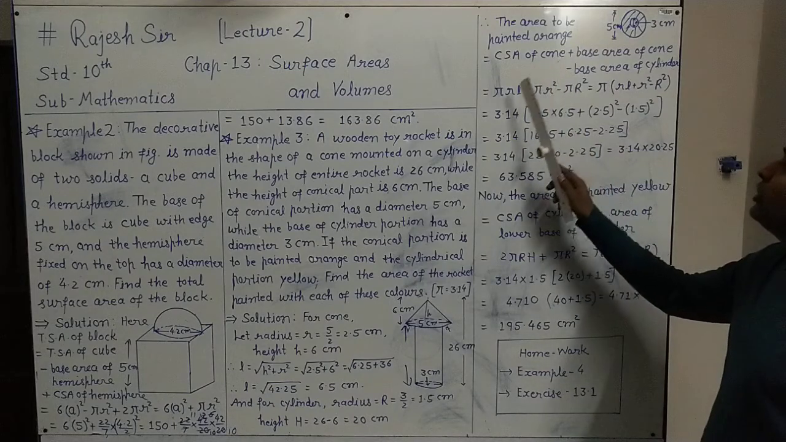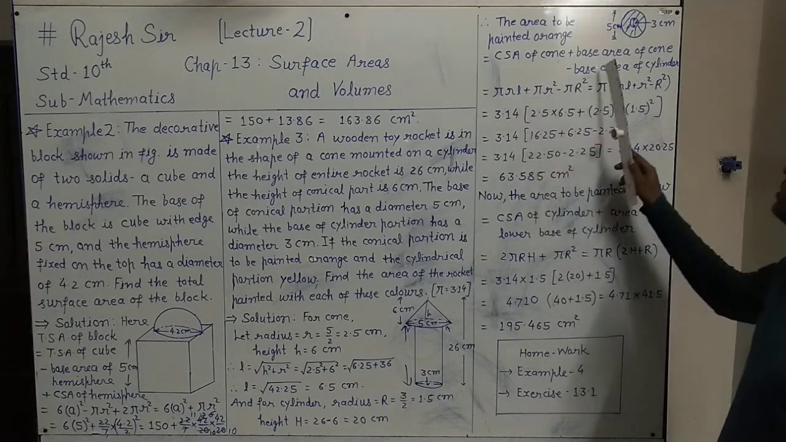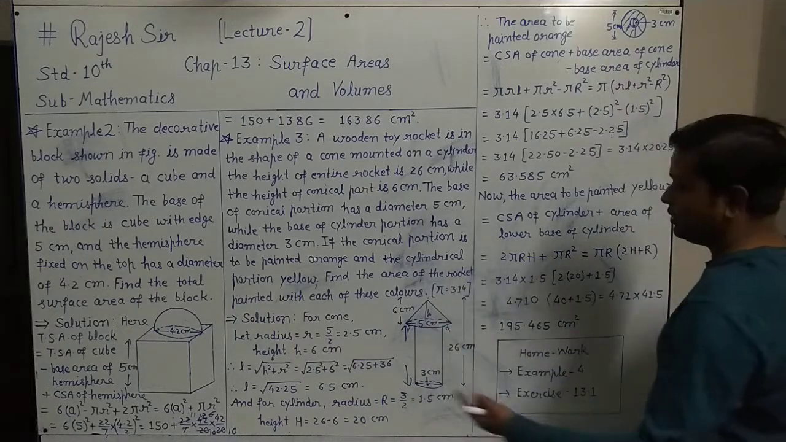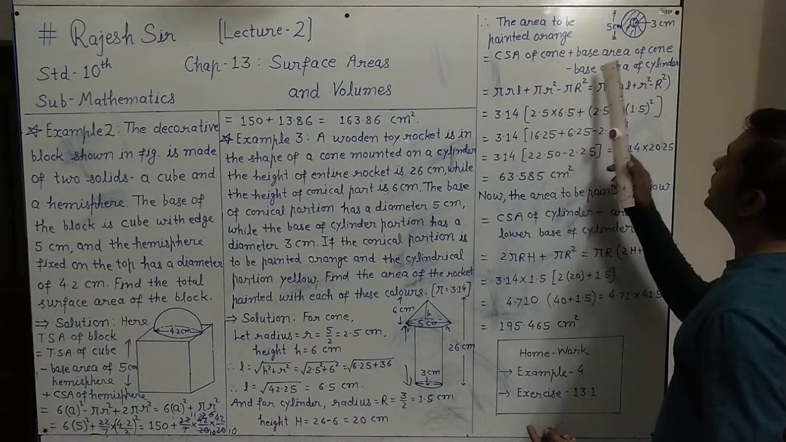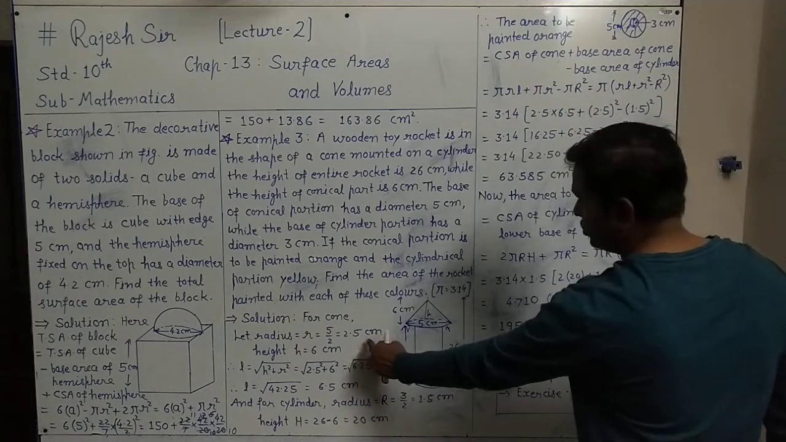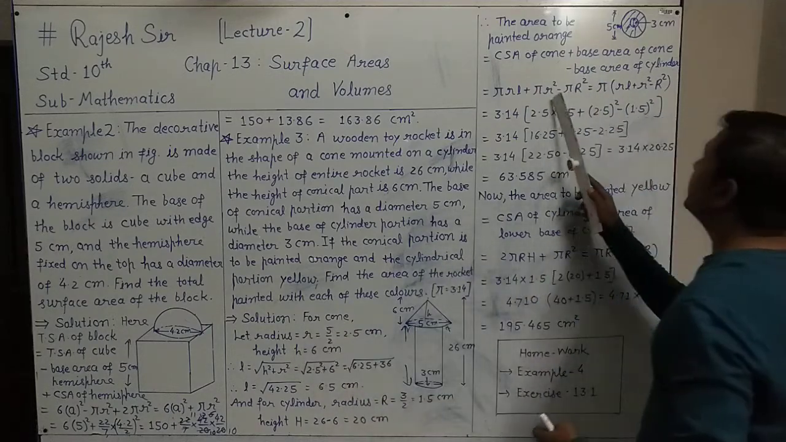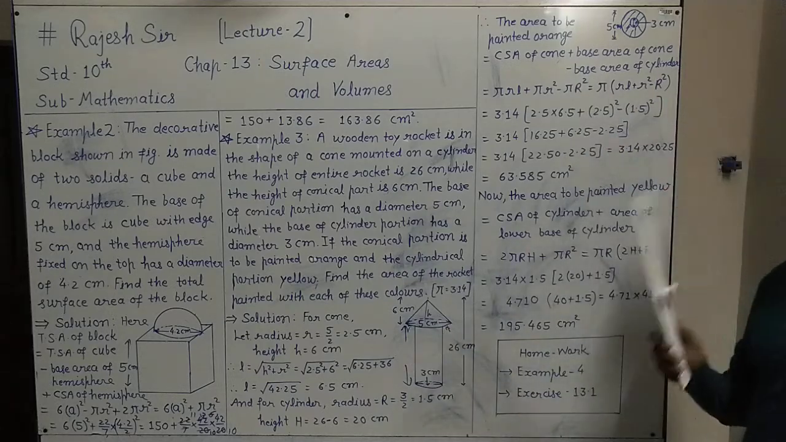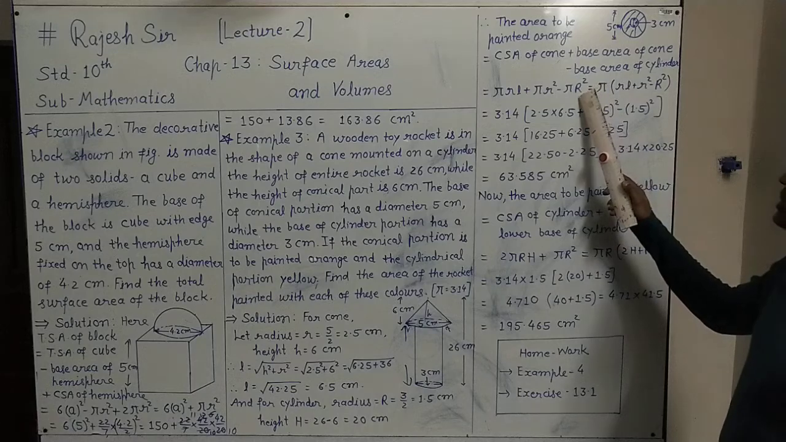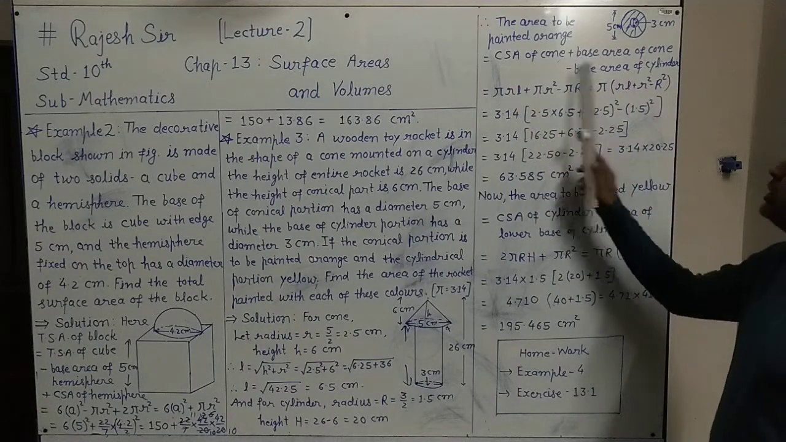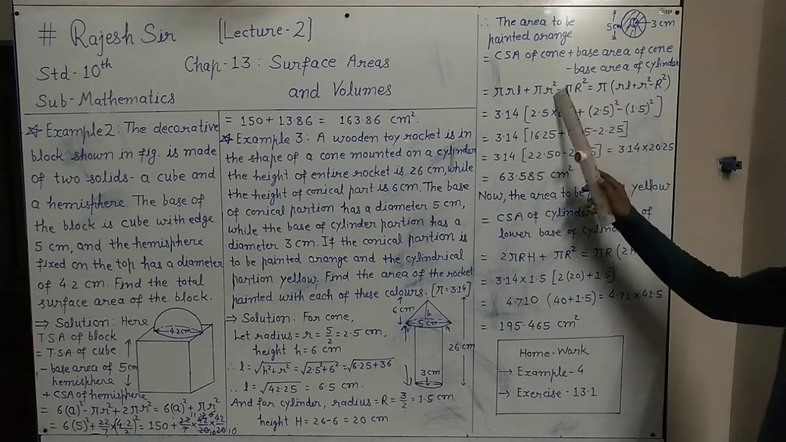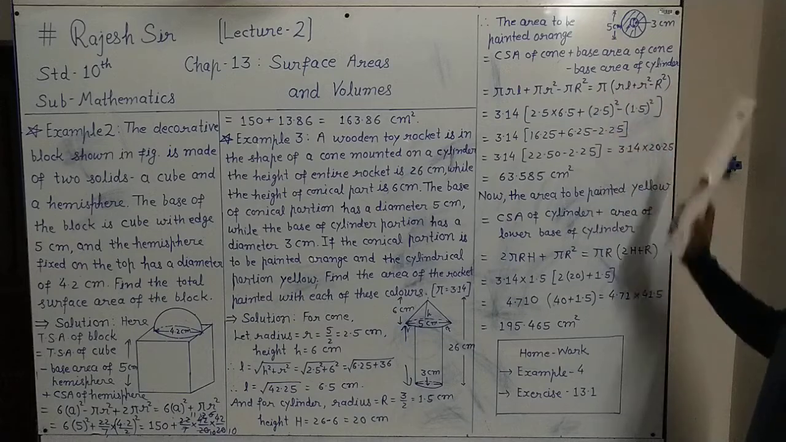So CSA of cone, the formula is pi r l, plus base area of cone. The base of the cone is circular with the radius small r, so pi r square, minus the base area of the cylinder. For the cylinder also it is circular, but its radius is capital R, so minus pi R square. Now from all the three terms pi is common, so remaining is r l plus r square minus capital R square.